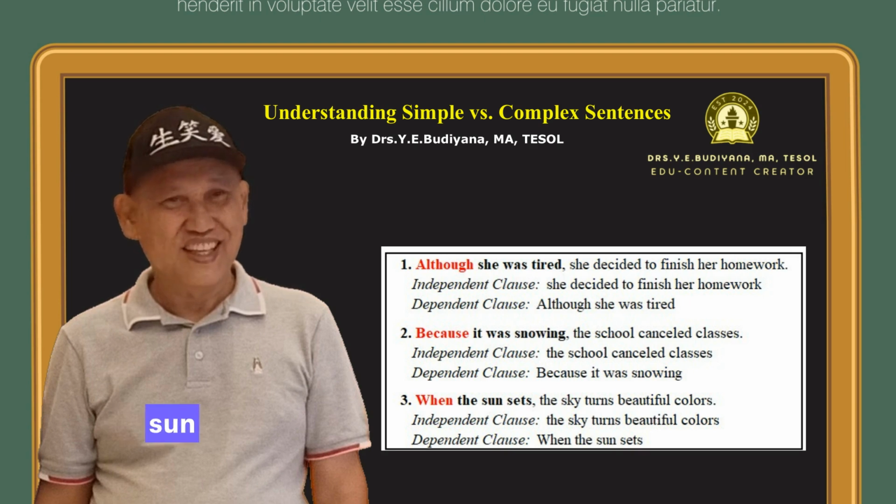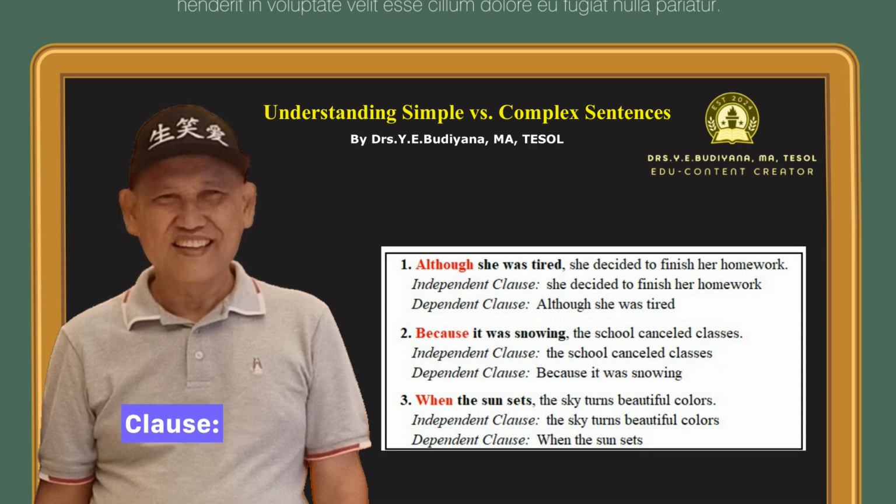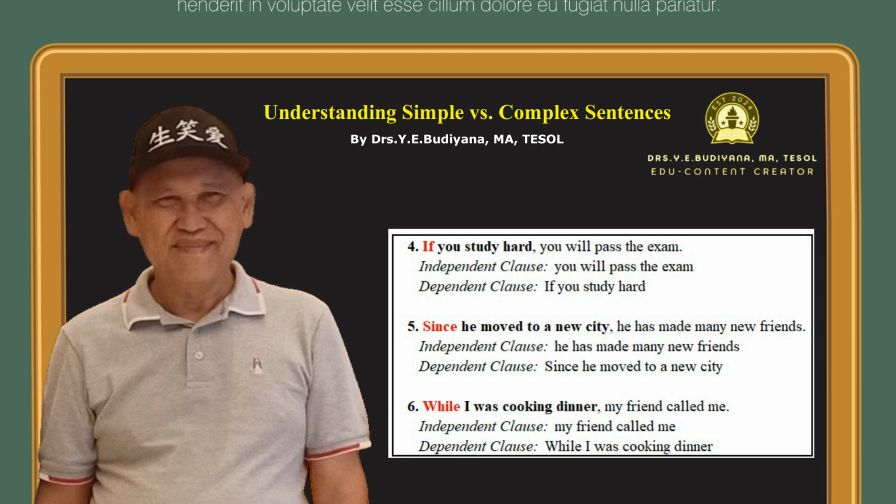3. When the sun sets, the sky turns beautiful colors. Independent clause: the sky turns beautiful colors. Dependent clause: when the sun sets. 4. If you study hard, you will pass the exam. Independent clause: you will pass the exam. Dependent clause: if you study hard. 5. Since he moved to a new city, he has made many new friends. Independent clause: he has made many new friends. Dependent clause: since he moved to a new city.